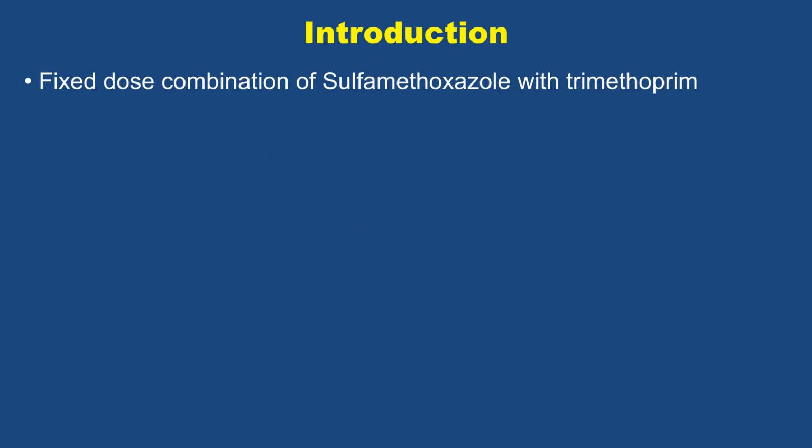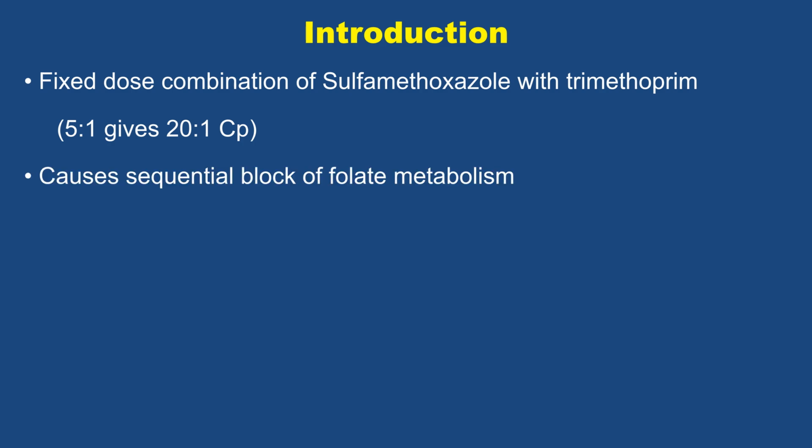Co-trimoxazole is a fixed dose combination of sulfamethoxazole with trimethoprim at a ratio of 5:1, which gives rise to plasma concentrations of 20:1. Co-trimoxazole causes sequential blockade of folate metabolism.